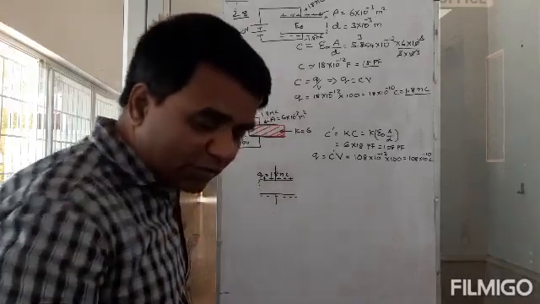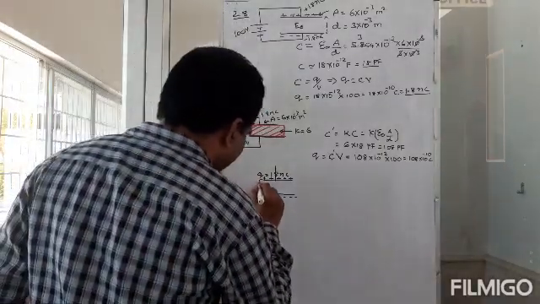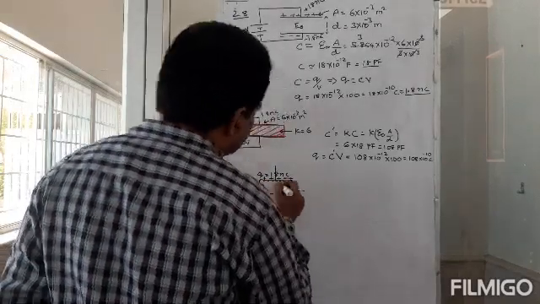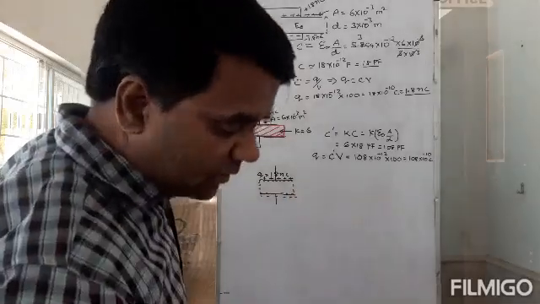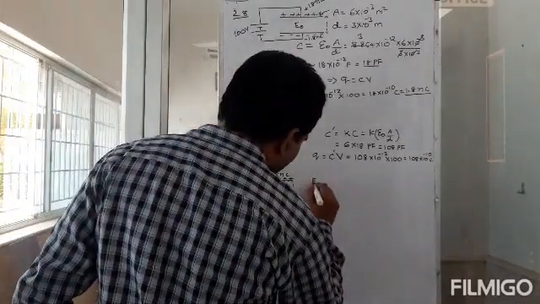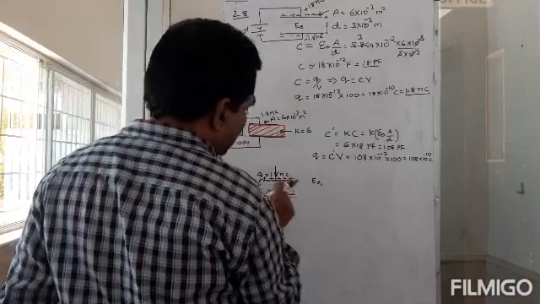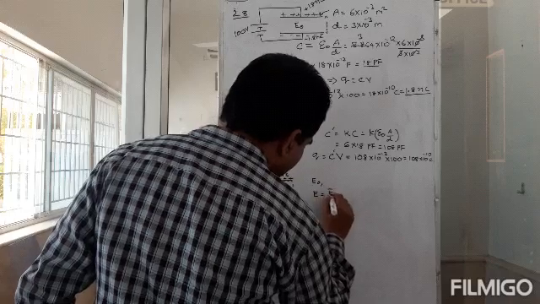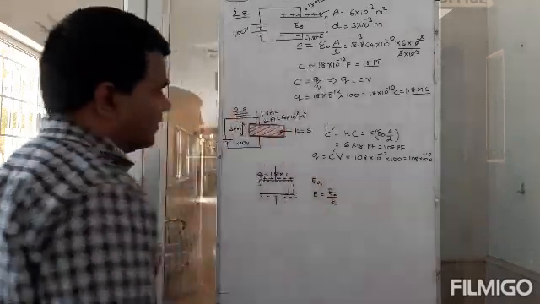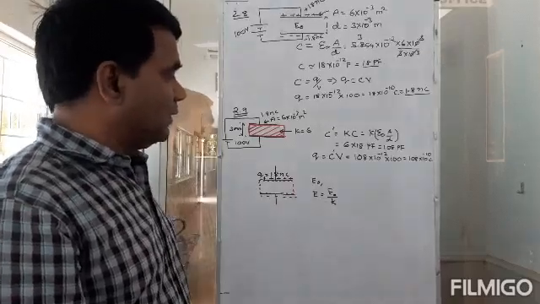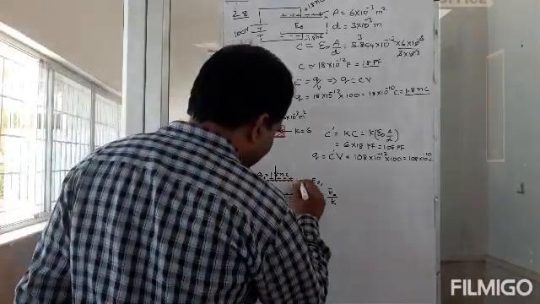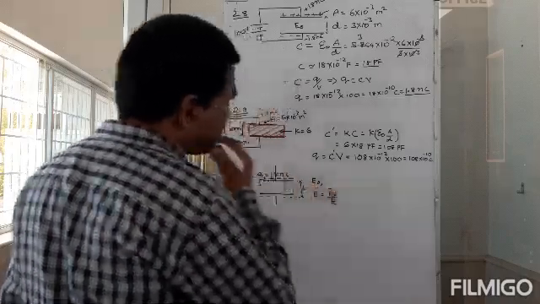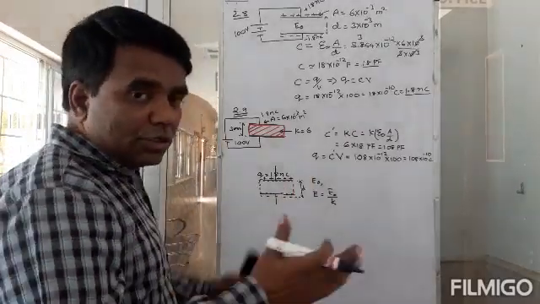How much would it reduce? How much would the new field be? Well, the old field was E naught here. Now we have inserted the dielectric, so the new field is going to be E naught by K. So we reduce like that. And what is the potential now? The net field is reduced, and the potential across the plates will also be reduced.